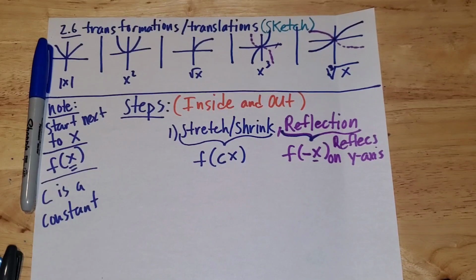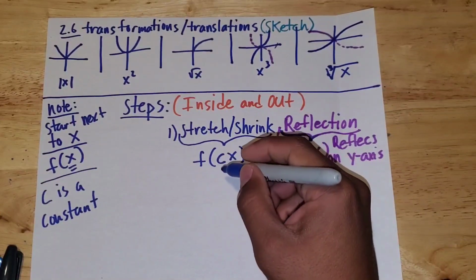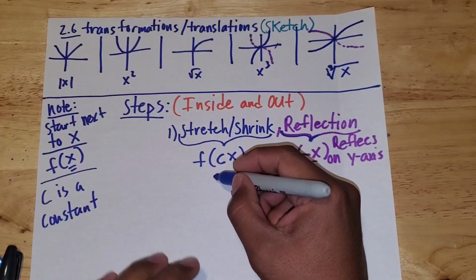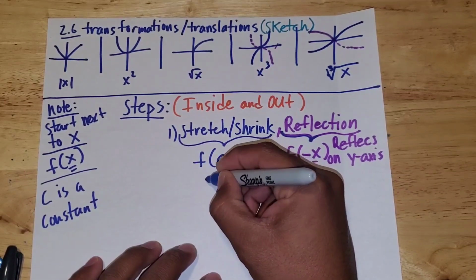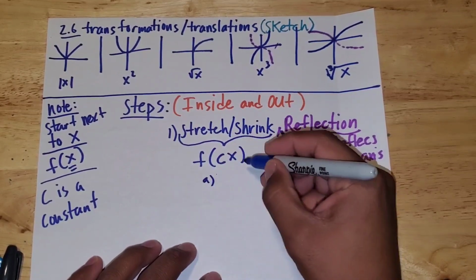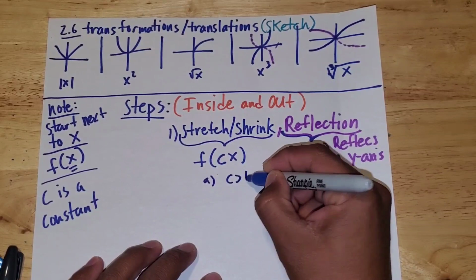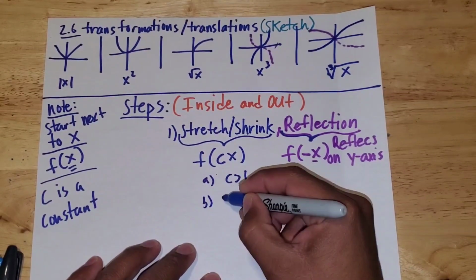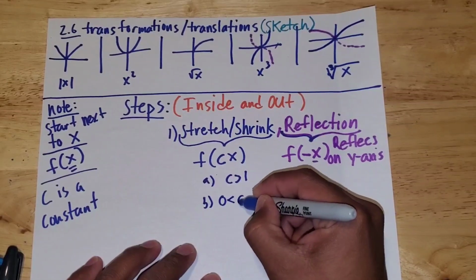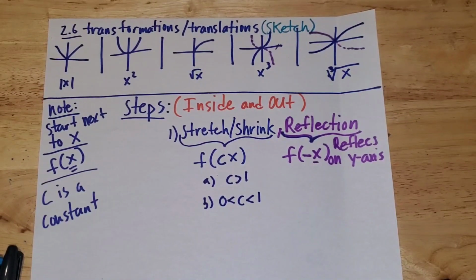So which ones are we looking at? This constant, there are two situations. Let's say A. One situation is when this constant is bigger than 1, and the other is when this constant is in between 0 and 1. That makes the world of a difference.